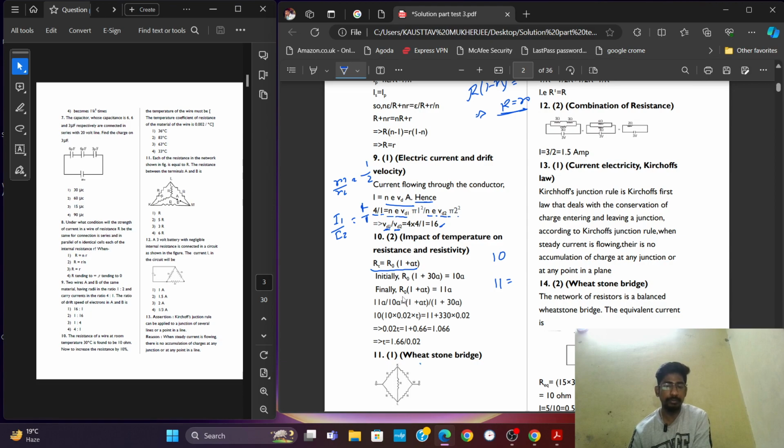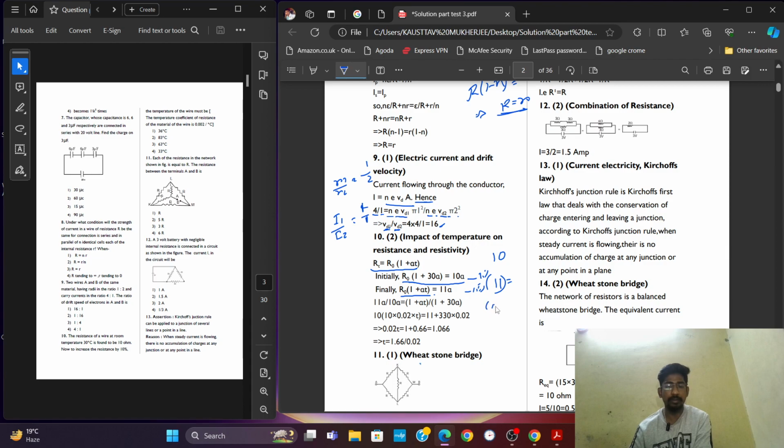Now initially, R_T equals R naught (1 plus alpha T). Alpha is given as 0.002. We will put the value later. And the temperature is 30, right? So that means this will be equal to this. And finally, as I told you, the final resistance will be 11, so 11 equals R naught (1 plus alpha T). This is our equation number 1, and this is equation number 2.